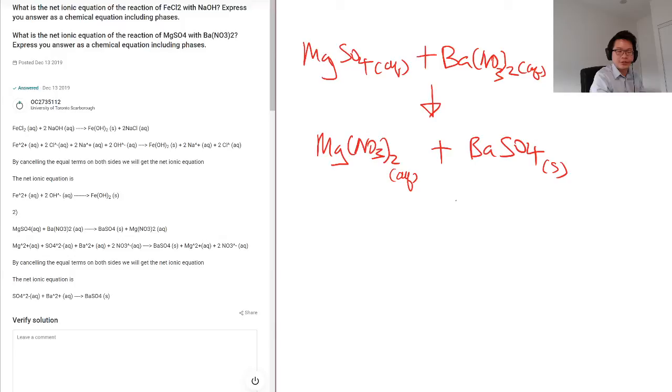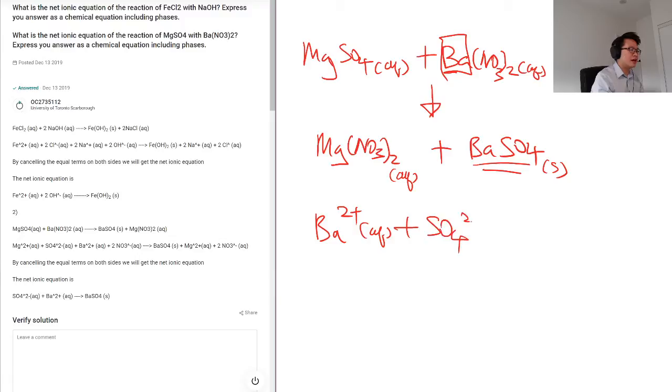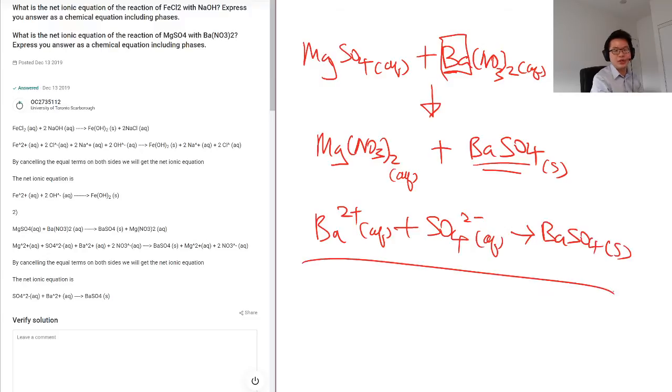They are insoluble. So from here, we know it is just the sulfate ion that we add with the barium ion to form barium sulfate. So we start with barium ion from barium nitrate with our sulfate ion, again from magnesium sulfate, and it will form barium sulfate. And this is the net ionic equation.